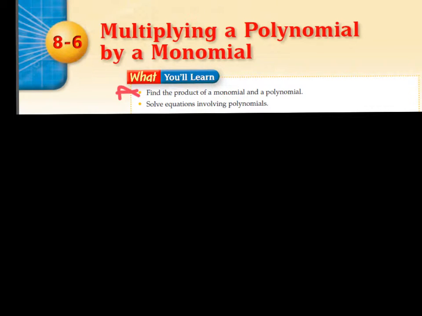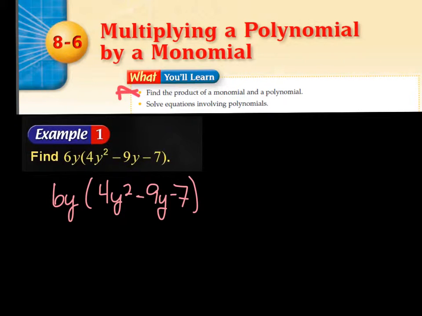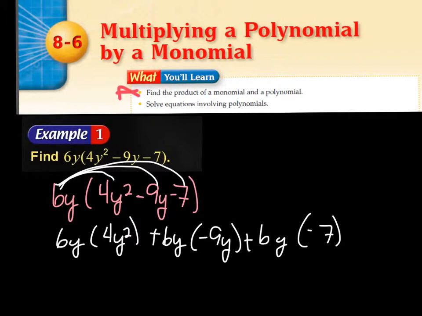In this lesson, we're going to learn how to find the product of a monomial and a polynomial. We're going to use the distributive property, and we're going to multiply 6y times each term inside the parentheses. I don't normally write that line out, so I just wrote it out paused. So I have 6y times each term, and this is what I would normally do after I drew those lines. I like drawing the lines.